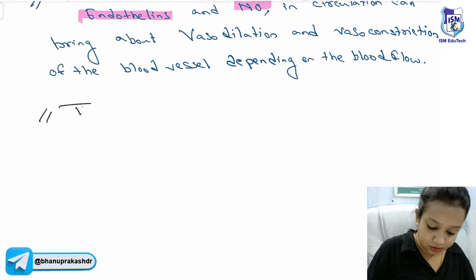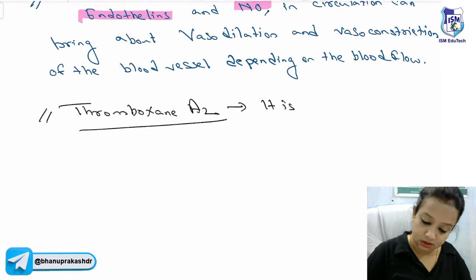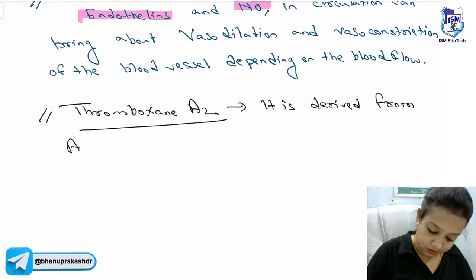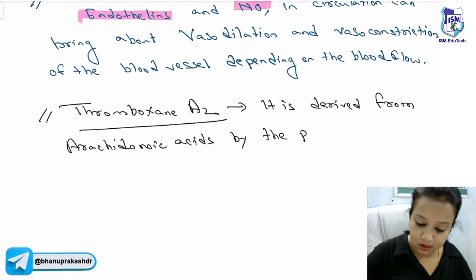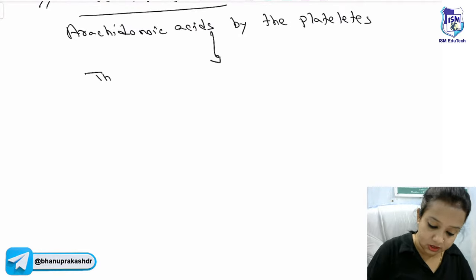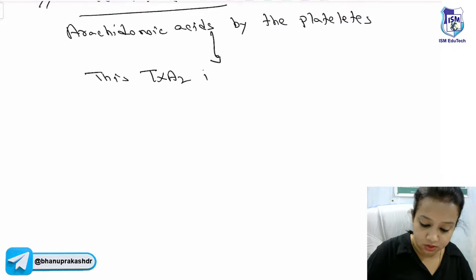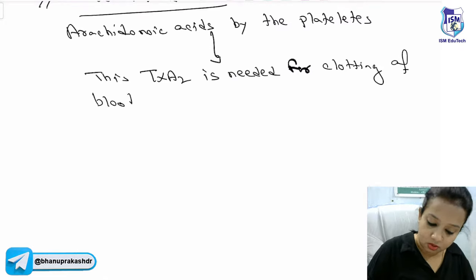Like thromboxane A2. This one is derived from arachidonic acid by the platelets. This is a metabolite. Now, when is this metabolite used? This thromboxane A2 is needed for clotting of blood.